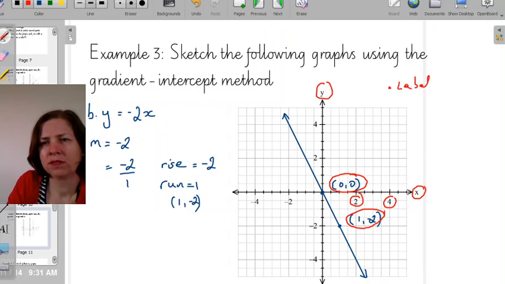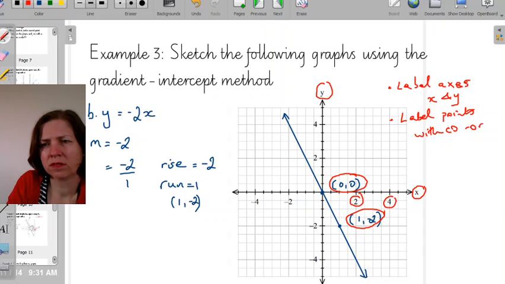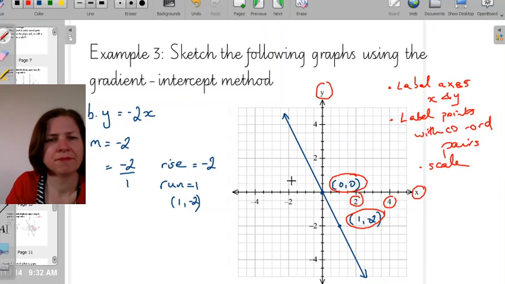So label axes with x and y. Label points with coordinate pairs. Okay, and make sure your scale is clear. Okay, all right, so that's this particular kind of graph that has y equals mx with no plus c.